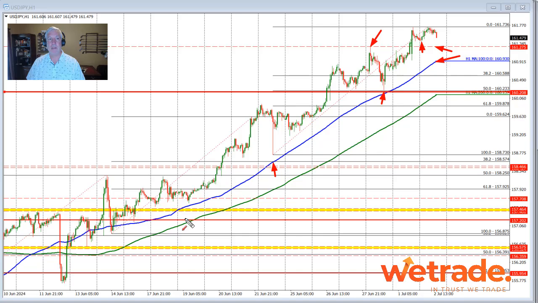It was early buyers against a level here. You have to go back to June 14th, the last time the price traded below its 100-hour moving average.